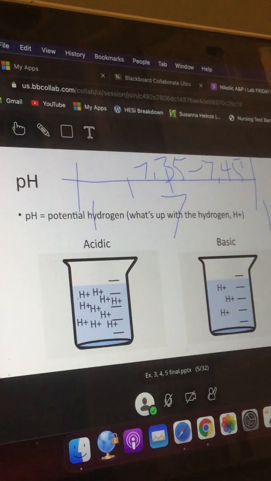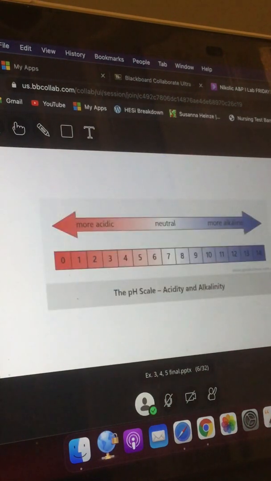So this is the basics of pH, right? Because you can have an acidic pH, a lower pH, or you can have a more basic pH, which is going to be a higher pH. And they're both related to the amount of hydrogen ions in solution. Okay, so that's what we're looking at here.